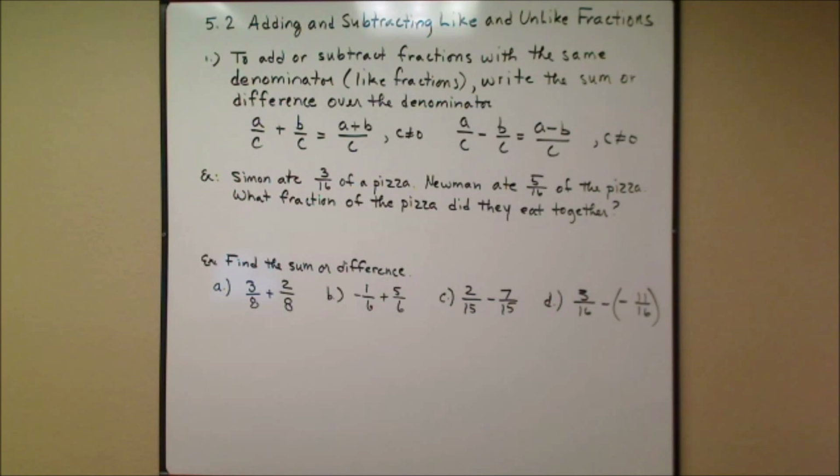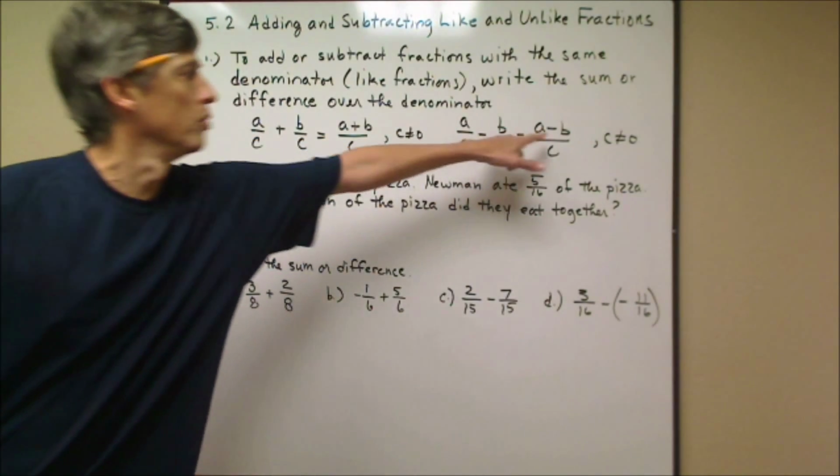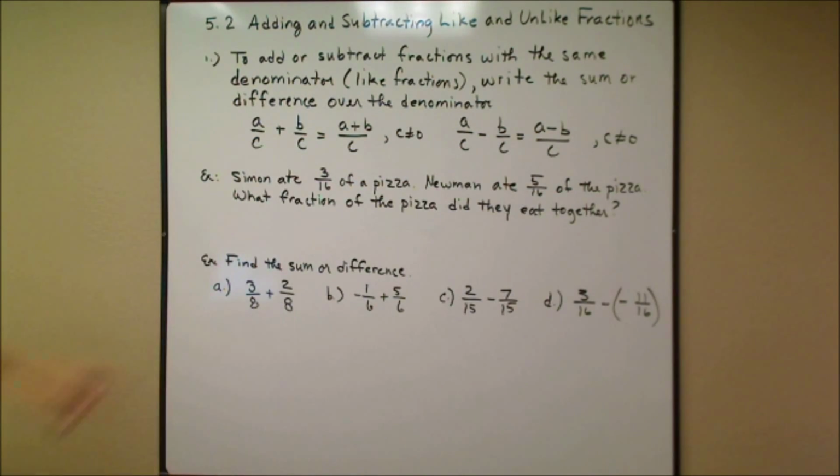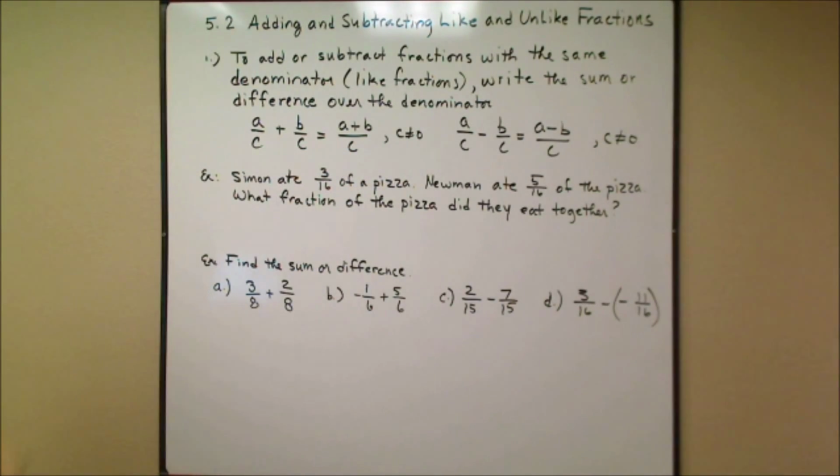To add and subtract fractions that have the same denominator, or like fractions, you write the sum or difference over the denominator, which means basically you add the numerators and put it over the common denominator. You subtract the numerators and put it over the common denominator. This little symbol here means c cannot equal 0, because you can't have 0 in the denominator. So let's try a quick example.